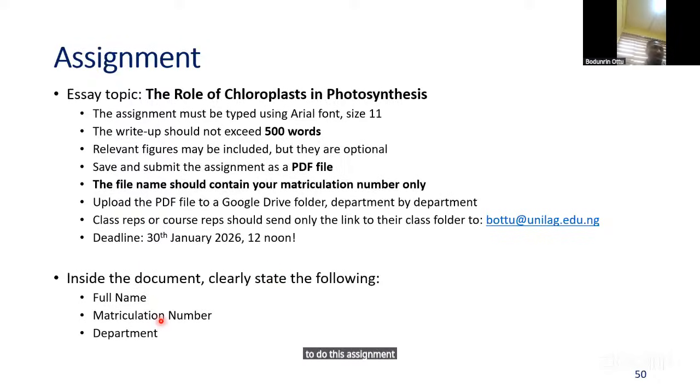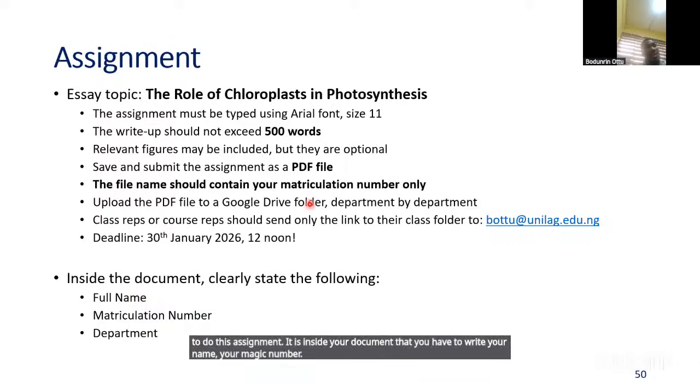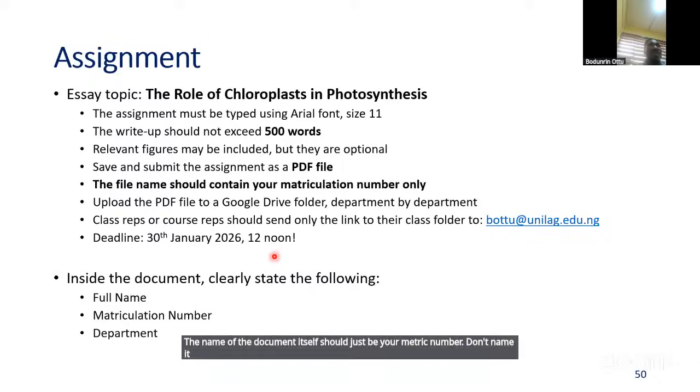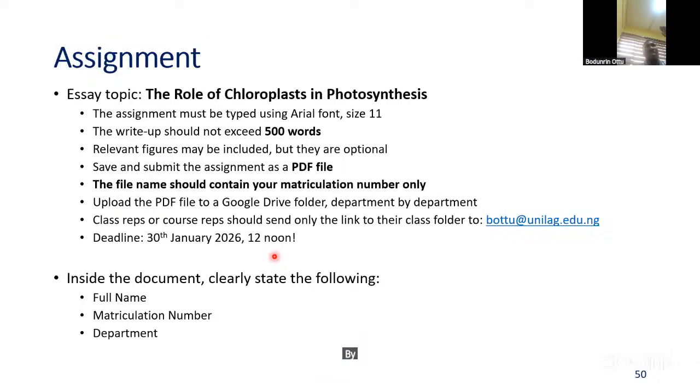It is inside your document that you have to write your name, your matric number. The name of the document itself should just be your matric number. Don't name it with anything other than that, so that by the time I check your folder, it will arrange it from matric number 1 to matric number 100, if you're 100 in your class.